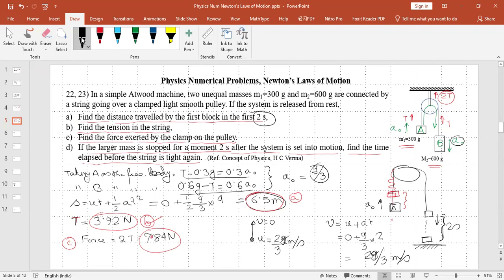But we have to find how much time it takes to reach the velocity 0. Once again, use the same formula. Final velocity is 0, initial velocity is 2g by 3, minus, when it goes up like this, it goes against the gravitational force, g into t. From this you can find out t.